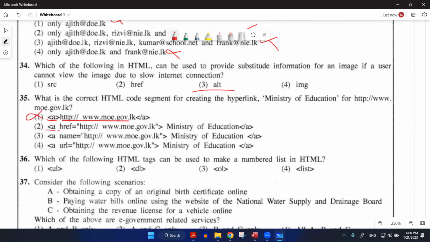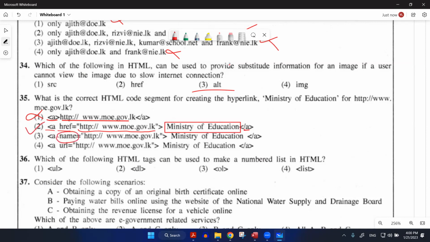Anchor tag is used, href is used, correct. The correct web address is used, and Ministry of Education is the text you are going to see on your web page, and then the anchor tag is closed. So the second one is going to be the answer.